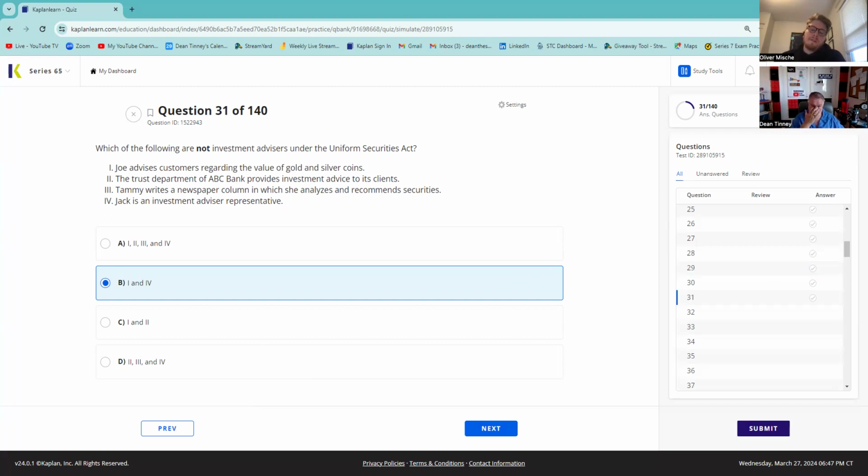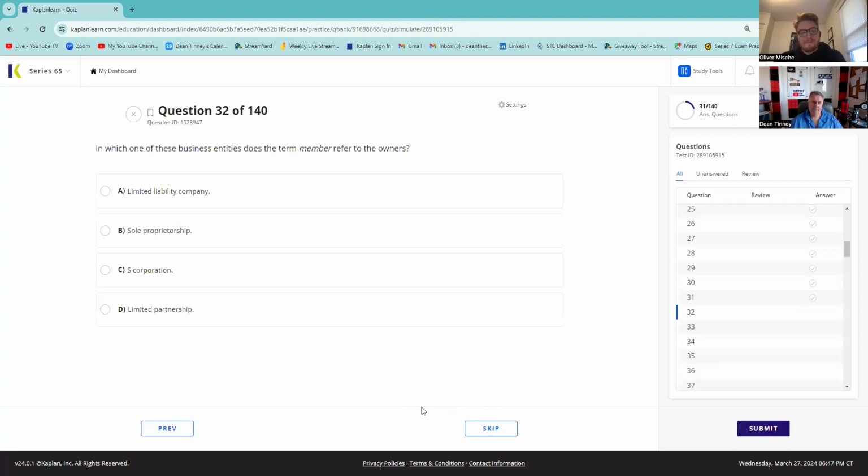You said 1 and 4. So you said the trust department is an investment advisory firm. That's not true. And you said 3, Tammy writes a newspaper column and she's an investment advisor, and that's not true either. The other thing that might be helpful is Tammy is an individual, and individuals aren't investment advisors. Investment advisors would be natural persons. By the way, don't beat yourself up. I think you've got 2 misses here in 31 performance opportunities, and that will certainly get it done.